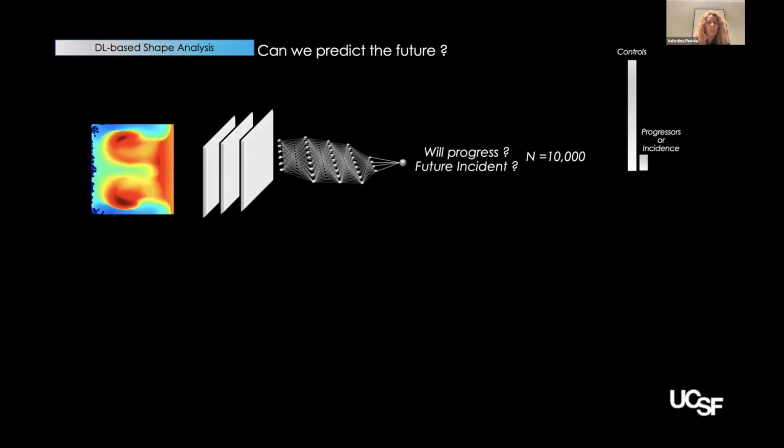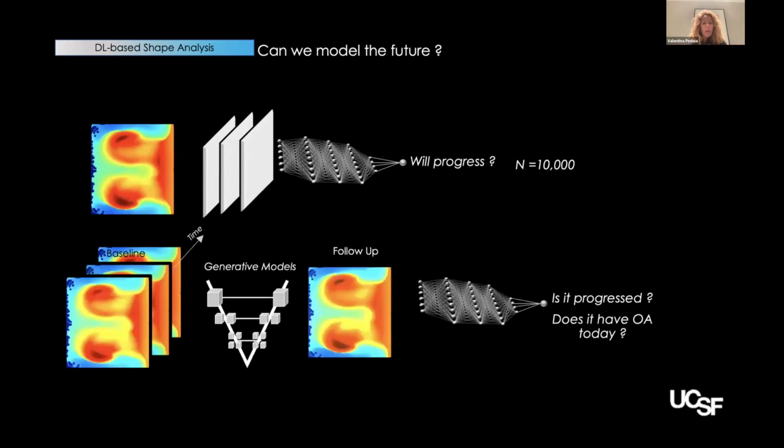Thankfully, if you screen a lot of people, a lot of them will not develop osteoarthritis in 4 years. So it's a very unbalanced problem, which makes the classification model struggle, and collecting a large enough data set to train a large model is difficult. But we have the ability with generative AI.